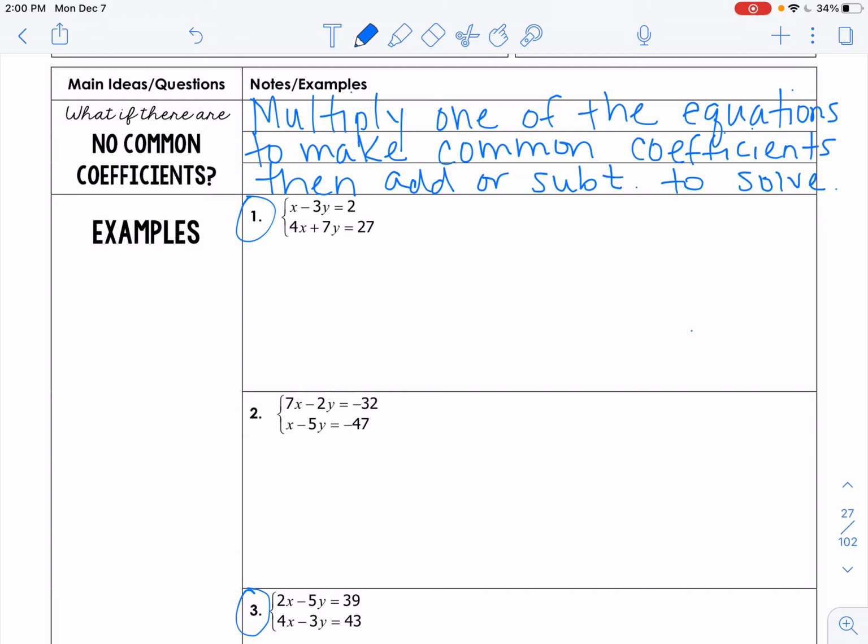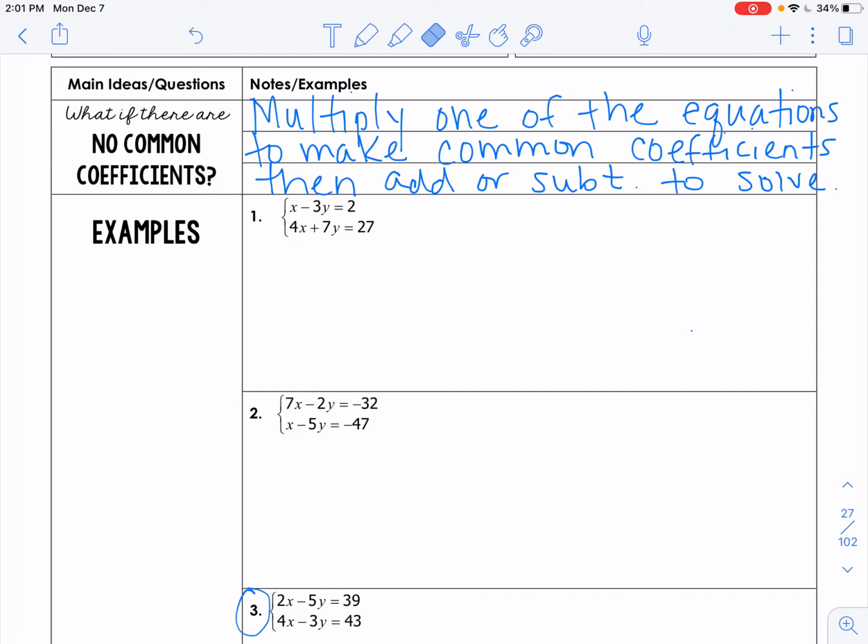All right, let's go ahead and do number one first. Now, number one, what I notice right away is that my variables are lined up vertically like we normally would using the elimination method, but none of the coefficients match or are the exact opposites of each other. So I can't eliminate anything right away. So what I'm going to have to do is make an equivalent equation so that I can eliminate one of the variables.